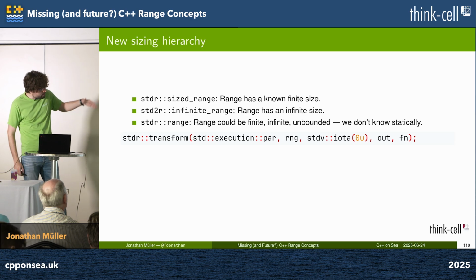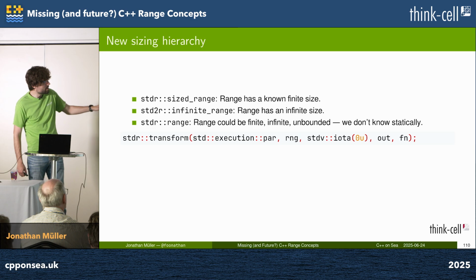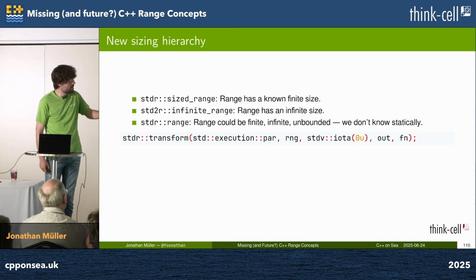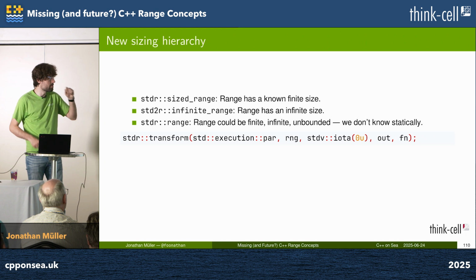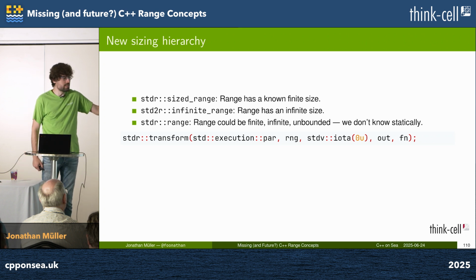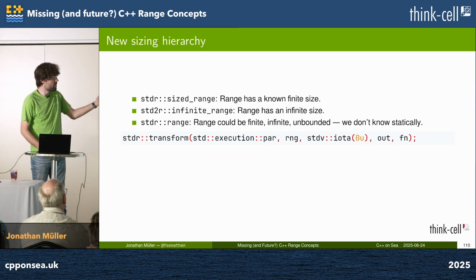So in C++26, we will have parallel range algorithms. So you can say, I want to do a parallel transform, and this is the binary transform that takes 2 ranges and invokes the function with 1 element from each. And right now, this example doesn't compile because transform, the parallel one, requires that both ranges are sized. And iota of unsigned is an infinite unsized range, so this is rejected.